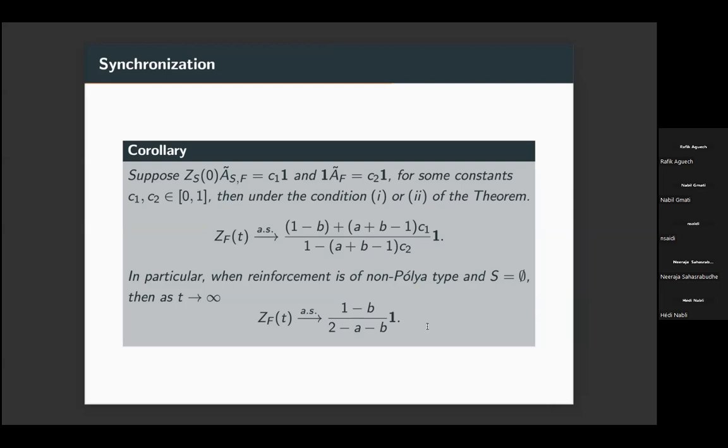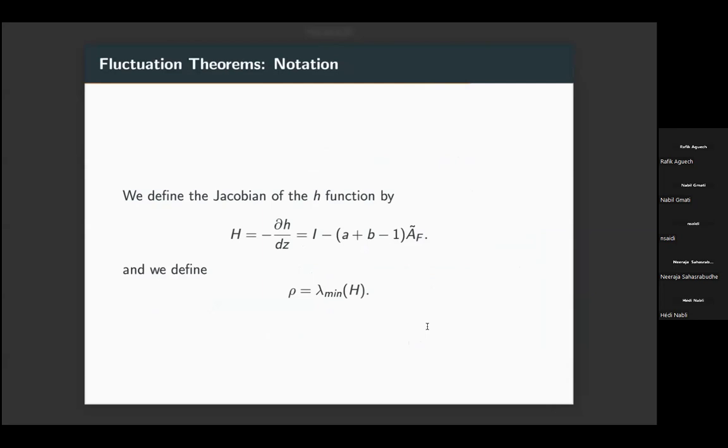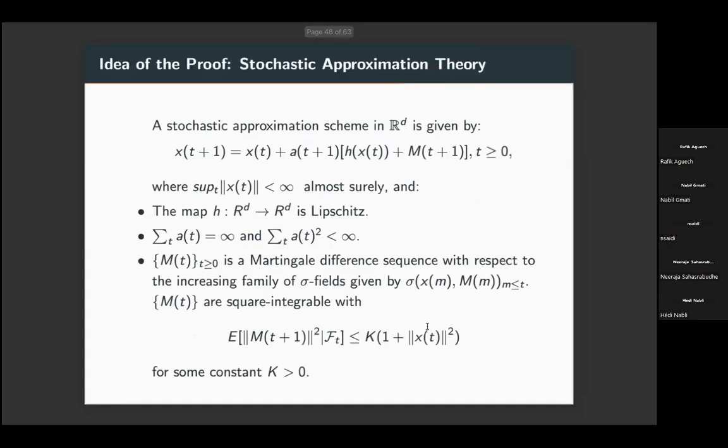Since I don't have time, I was planning to just show how to prove these things, but maybe it's better to discuss the results that we have. And because I have left out the Polya type reinforcement case, I would like to talk about that also. So let me skip the proof method, but let me tell you about the fluctuation theorems and what happens when the reinforcement is Polya type. Okay. So before I go to fluctuation theorems, very quickly, I just want to define something. Because I've not talked about the H function, let me go back there.